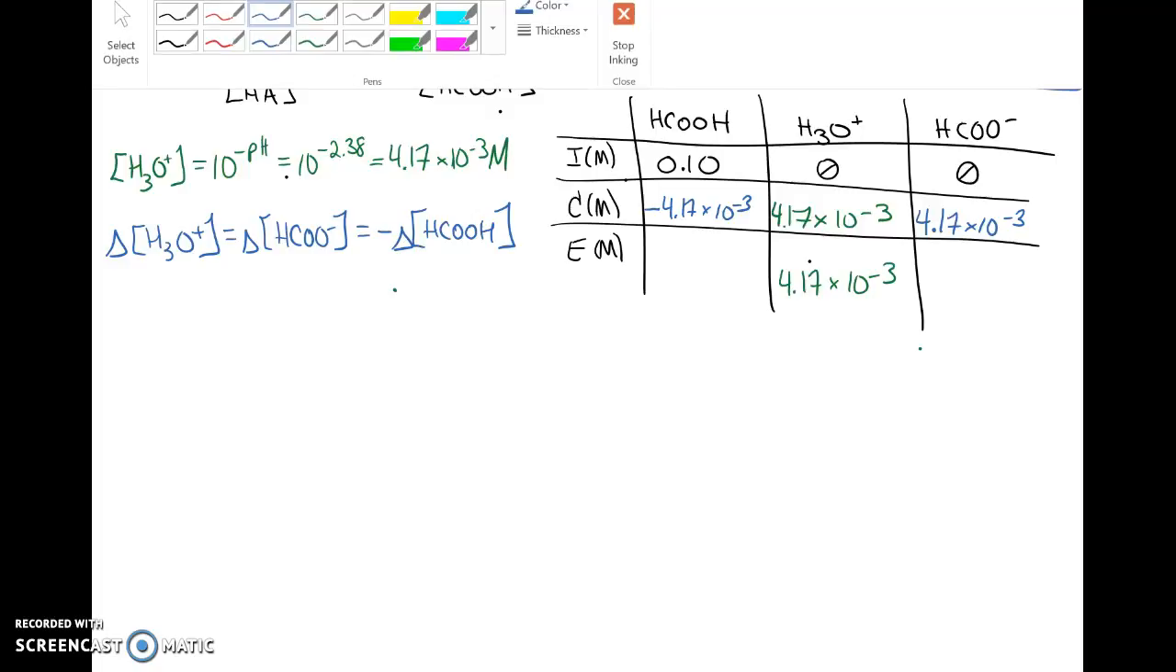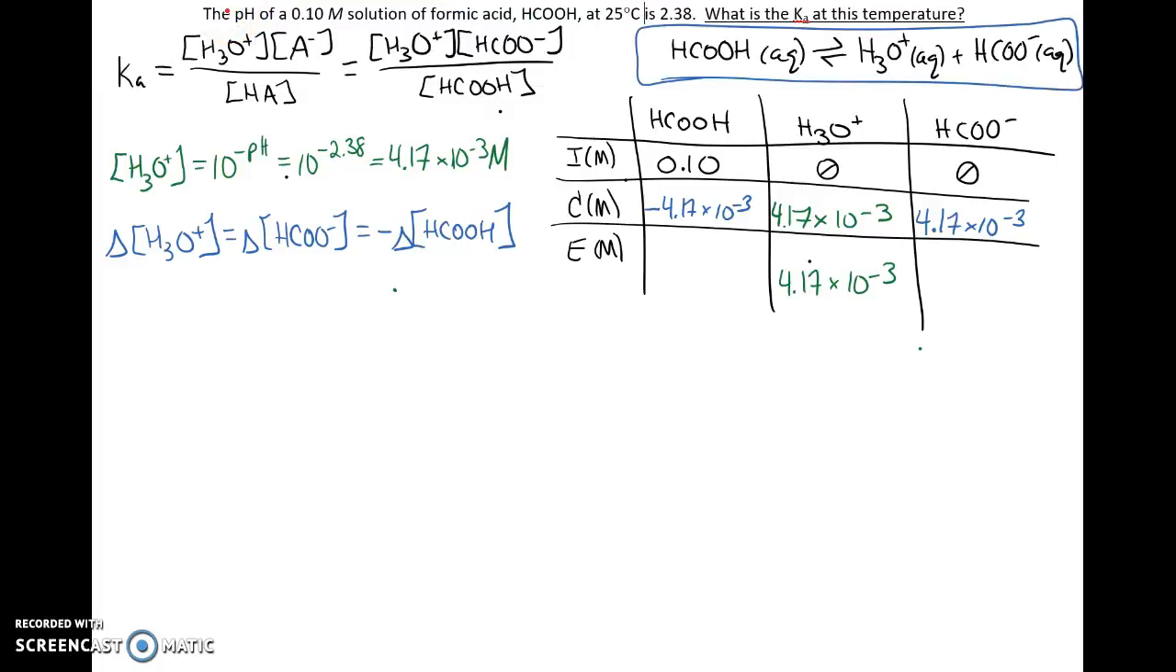Next, we just need to determine the equilibrium concentrations of formate and formic acid. Equilibrium concentration is equal to initial concentration plus change in concentration. So we add up those two rows. For formate, 0 plus 4.17 times 10 to the minus 3 is 4.17 times 10 to the minus 3. Now we actually have a tiny bit of math to do for formic acid, and I'm going to write that out because there's a little trick we can play.